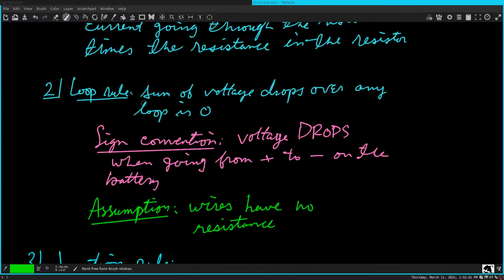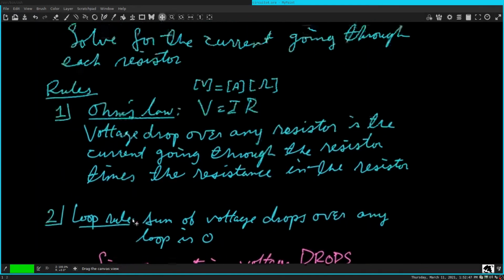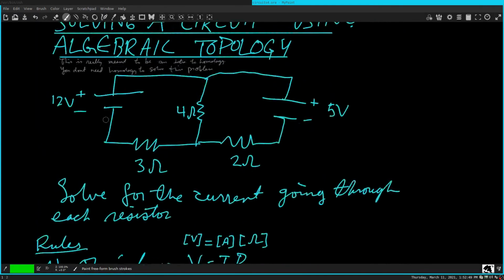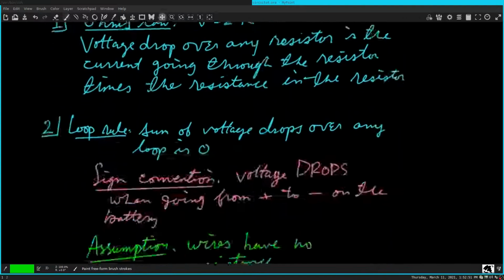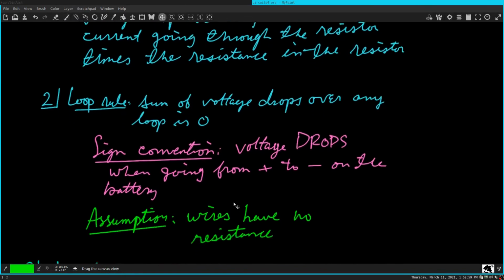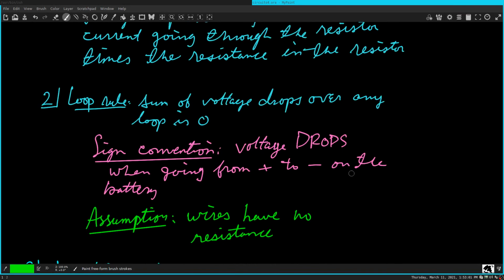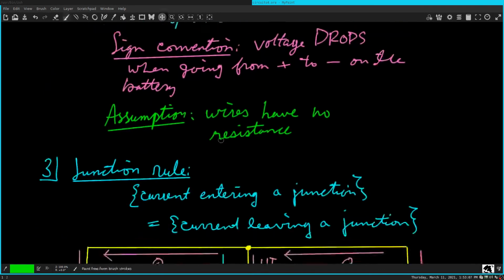Alright, and then the loop rule, this is the one where topology is going to help us: the sum of voltage drops over any loop is 0. So if we go back up here, oh, and I forgot, we need a sign convention, which is that the voltage drops when going from plus to minus, so you can think of plus dropping to minus. So voltage drops when going from plus to minus on the battery, and we assume that wires have no resistance, therefore they have no voltage drop because of Ohm's law.